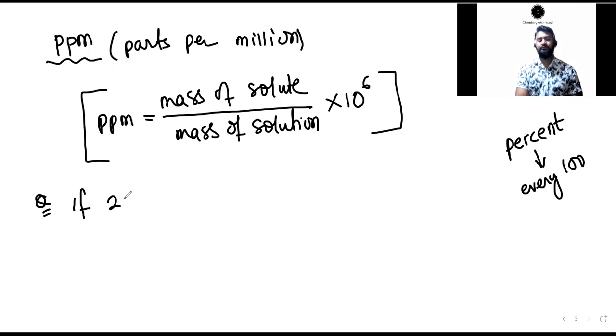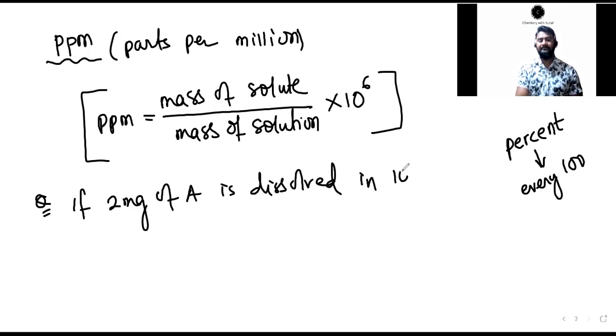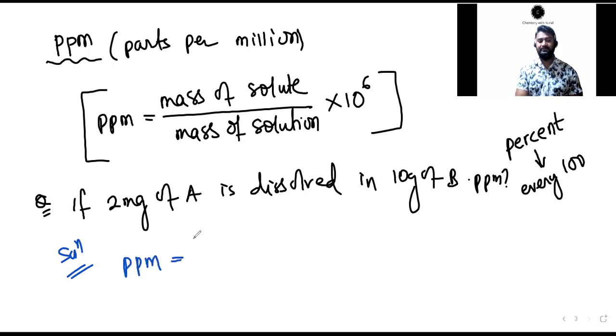If 2 milligrams of A is dissolved in 10 grams of B, what is the concentration? Find the ppm. So how to go for this question? Very easy. The question can be solved in a very simple way. ppm will be nothing but mass of A by mass of solution, right?